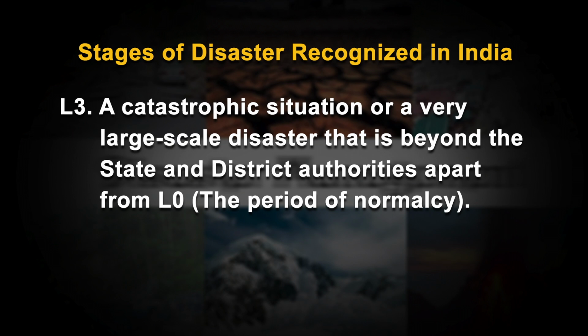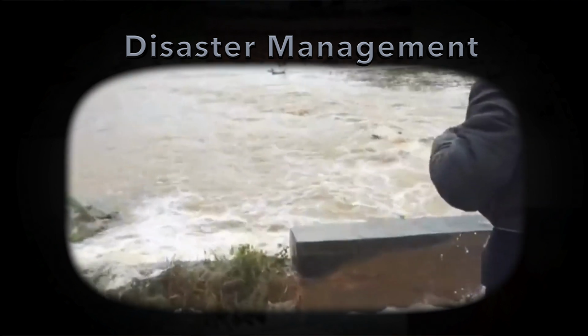Apart from L0, the period of normalcy, these stages are nowhere mentioned in the DM Act of 2005. With this, the nation cannot announce any disaster as a national calamity. The recent Kerala floods have been announced as an L3 stage, in which a Member of Parliament can spend 1 crore rupees from its MP-led funds.